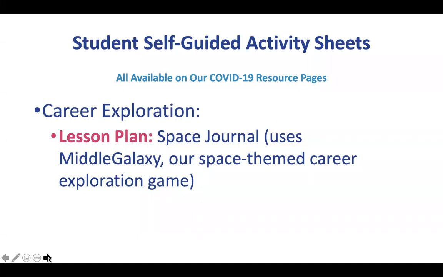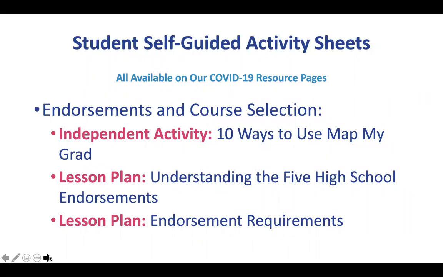What's really awesome about these student self-guided sheets is that you can download them and edit them to fit your students' needs. The first one we have is focused on career exploration, and the Space Journal is a fun student reflective activity that pairs well with our Middle Galaxy game, which is our space-themed career exploration game. Our next selection of activities are focused on endorsement and course selection. This is great for our 7th and 8th graders. We have an independent activity, 10 ways to use Map My Grad, which you can find on our resource page, and the accompanying lesson plans that go along with it.